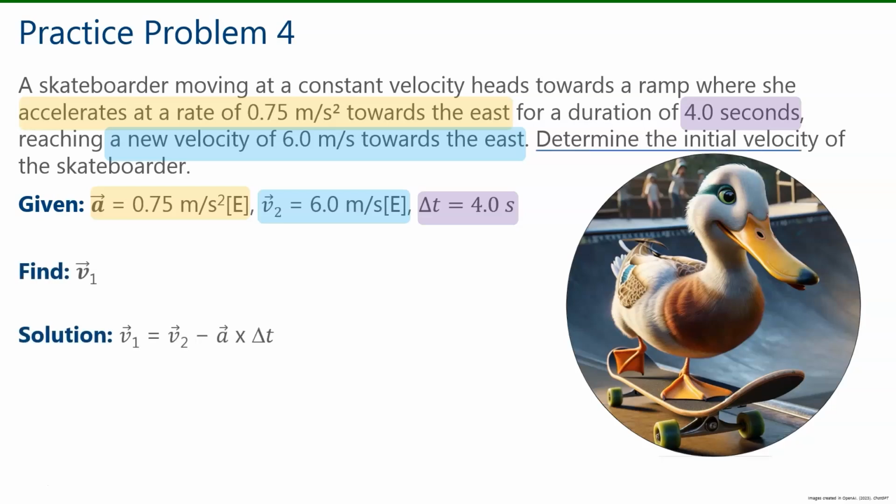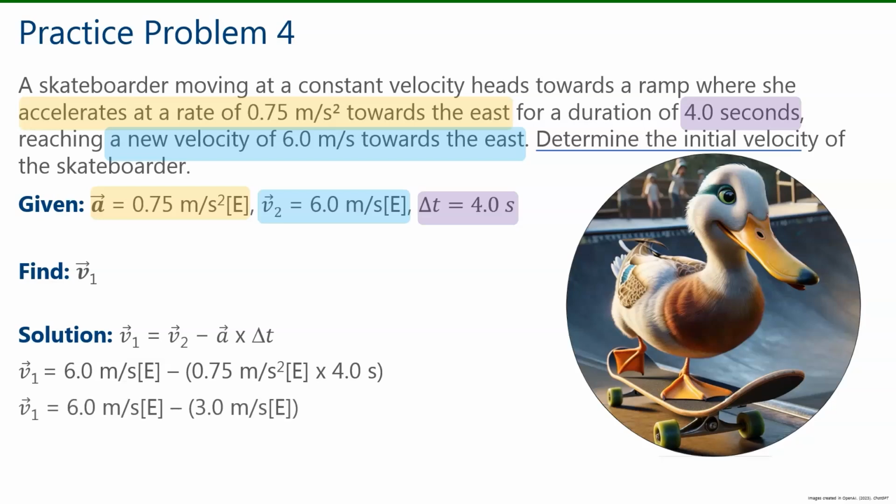Our first step is to write down the equation to solve for initial velocity, which is v1 equals v2 minus a times t. Next, we put the information from our given into the equation, and we have 6.0 meters per second east minus 0.75 meters per second squared east times 4.0 seconds. Remember to use order of operations, which means we do our multiplication first. So now we have 6.0 meters per second east minus 3.0 meters per second east, and that gives us an initial velocity of 3.0 meters per second east.